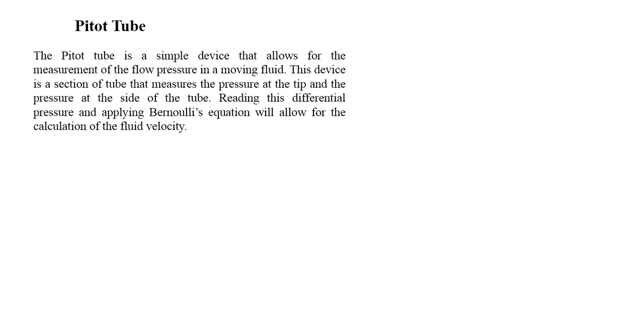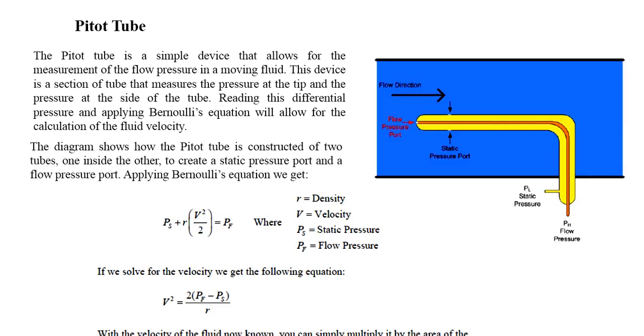Now, the device is a section of a tube that measures the pressure at the tip and the pressure at the side of the tube. Reading this differential pressure and applying the Bernoulli equation, one can calculate the fluid velocity. As shown in this figure, the Pitot tube is constructed of two tubes, one inside the other, to create a static pressure port and a flow pressure port.